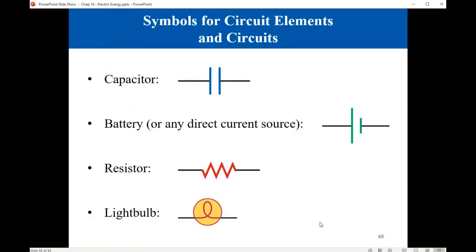When we build electric circuits, it is easier to deal with symbols. Usually we use this symbol for a capacitor regardless of its shape. We use this symbol for batteries. This is the positive electrode and the short dash is the negative electrode. We use this symbol for resistance. This symbol for a light bulb.